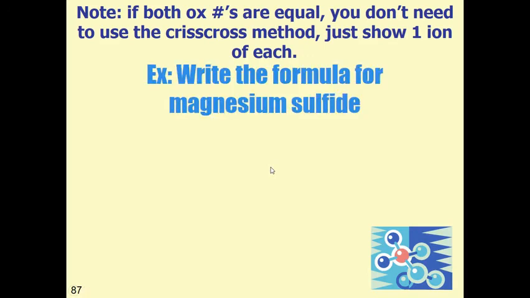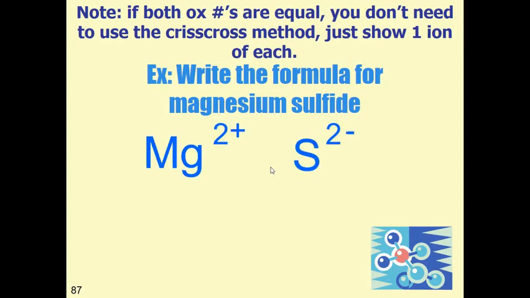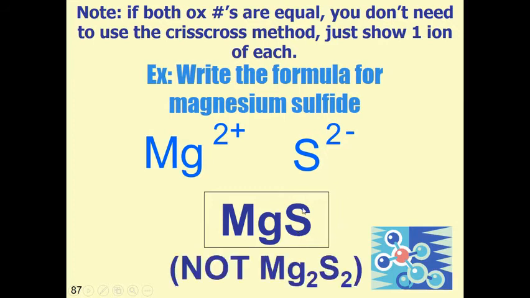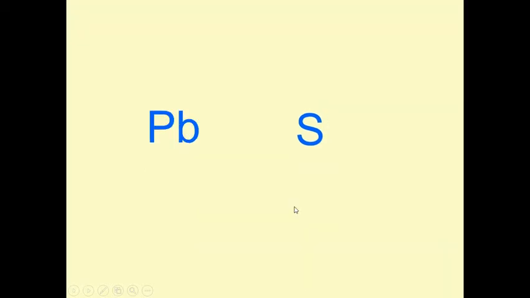Now, if your charges are equal, then you don't need the crisscross method. Just show one of each, 1 ion of each. If you do Mg2+ and S2-, you're already balanced. You don't need a crisscross. You already know you're balanced. You have 1 magnesium, 1 sulfur. But if you were to crisscross, you would have to remember to reduce to the lowest whole number ratio. If you were to crisscross, this would become an Mg2S2, and then you would have to reduce it down to MgS. Smallest whole number ratio. So I'm going to show you what I mean by that in the next formula.